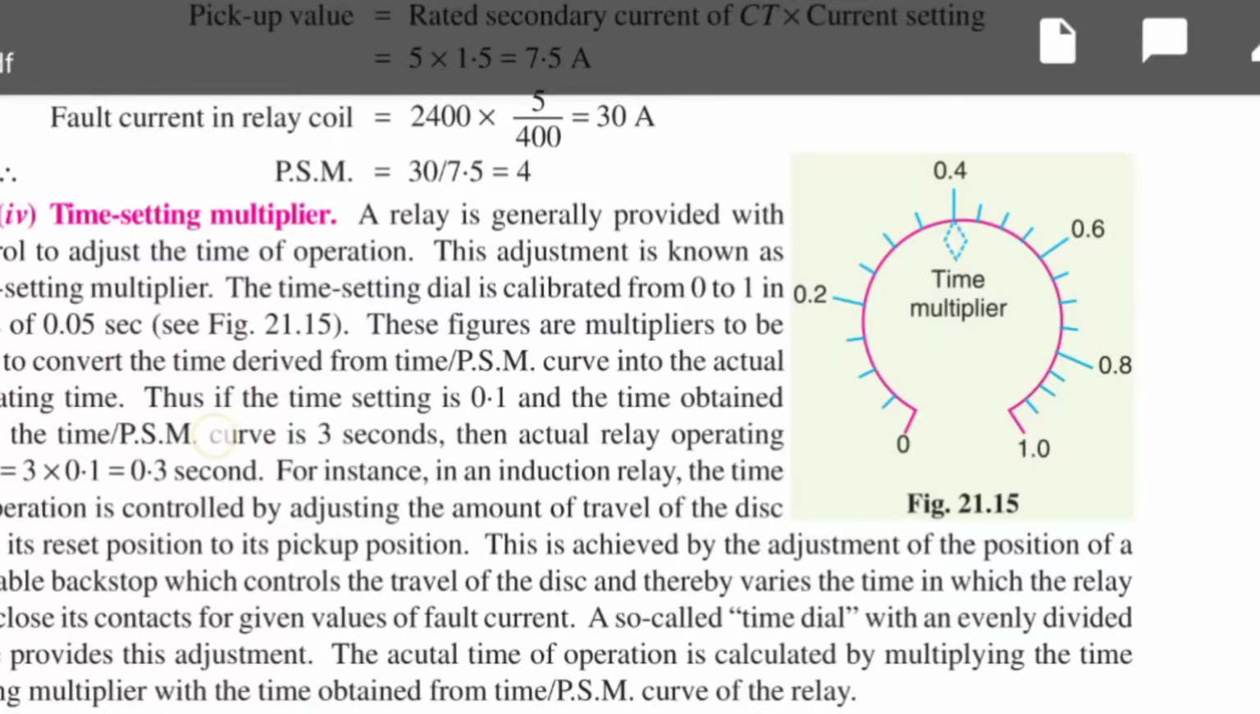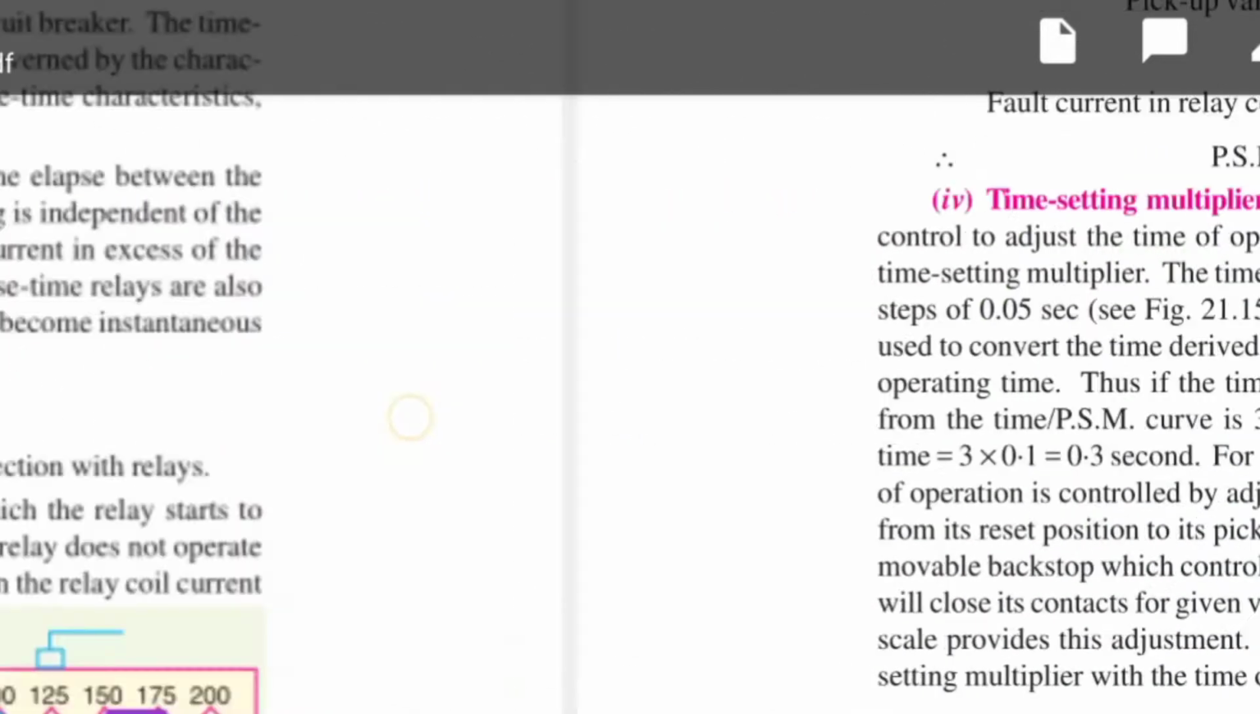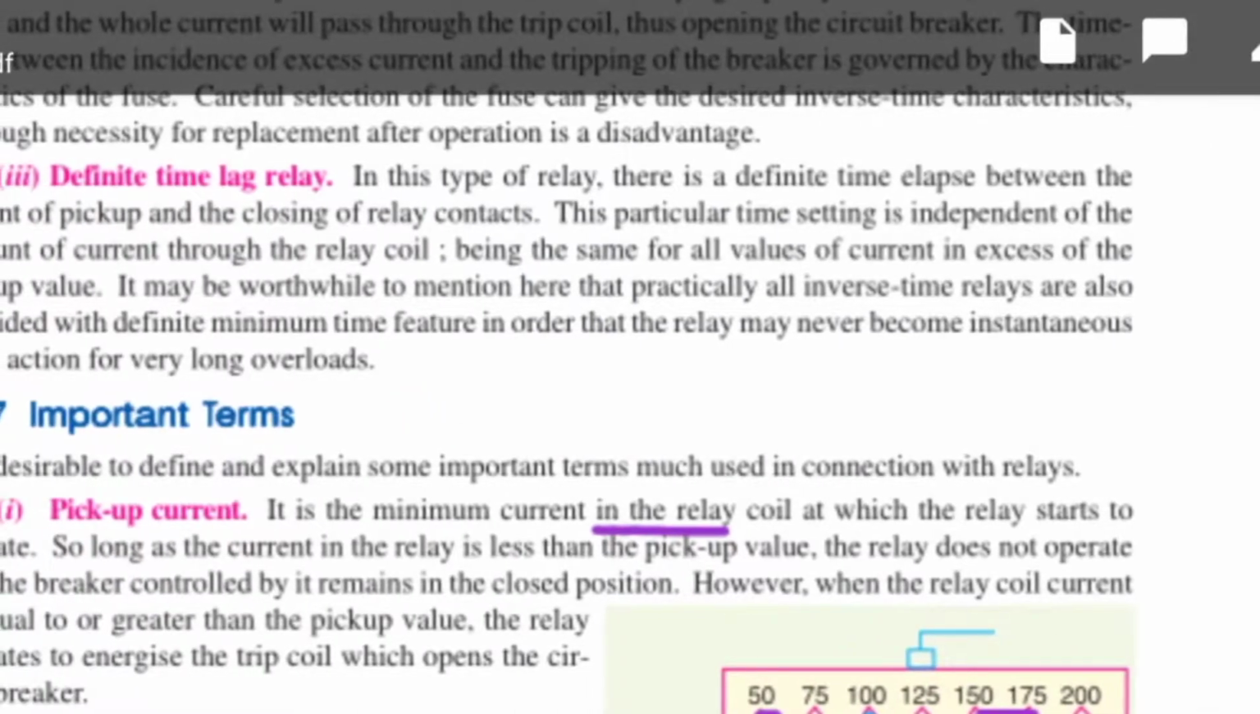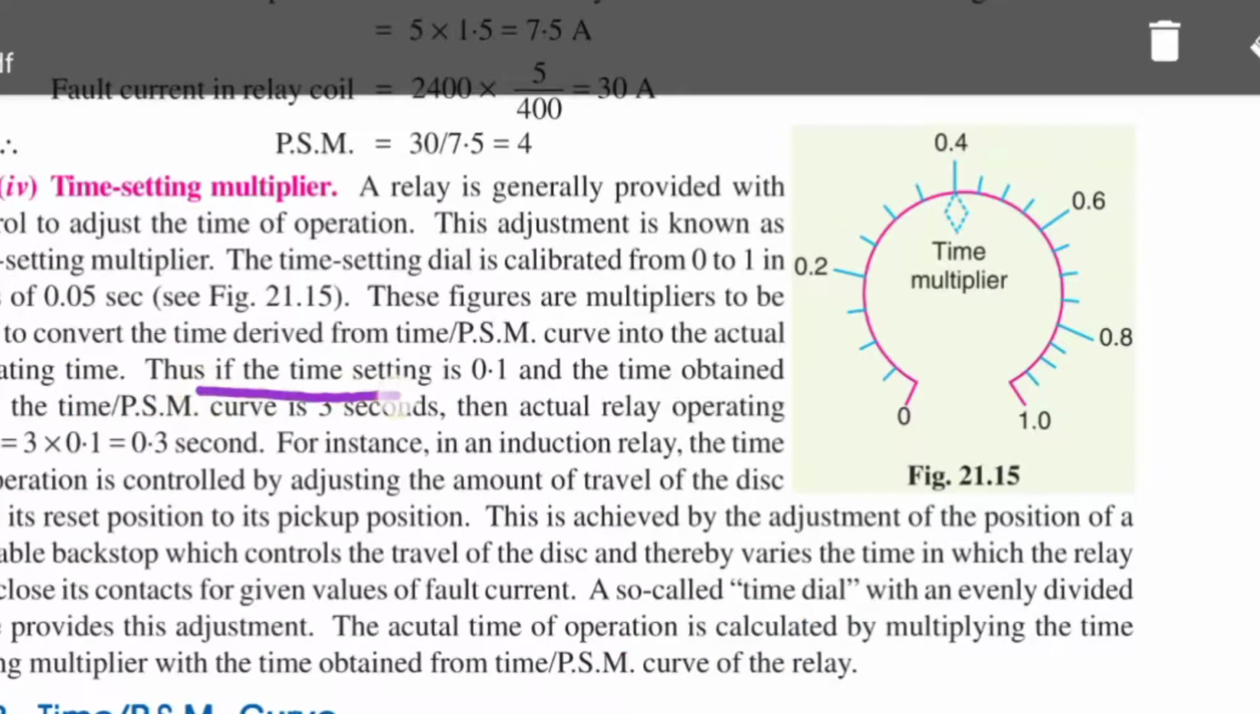Here we have to remember that if the time setting is 0.1, and the time obtained from the PSM curve is 3 seconds, then the actual relay operating time is 3 into 0.1, that is 0.3 seconds. That means the time from the PSM curve is multiplied by 0.1, which is the time setting multiplier.